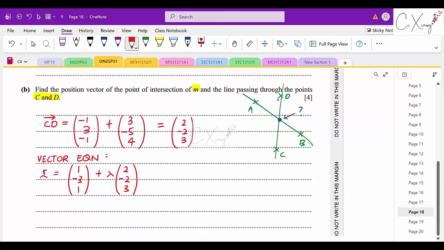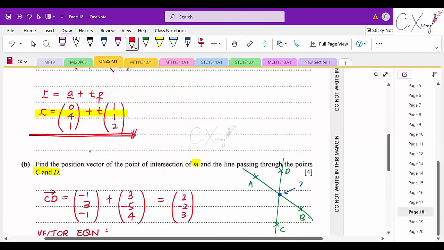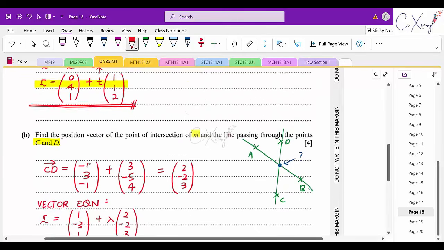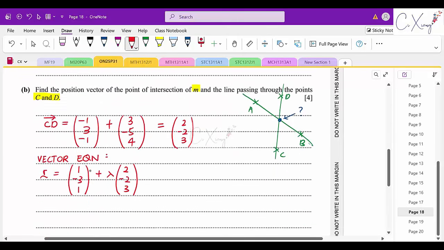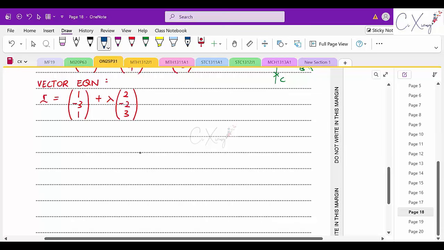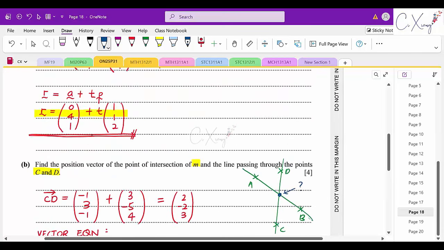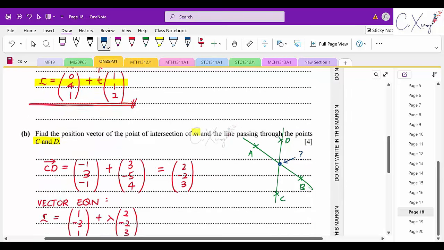Okay, then to find out the intersection point, I need to solve two linear equations simultaneously, right? So same thing happens for vector equations. To find the intersection point between these two lines, I need to solve the vector equations simultaneously. So I will let this one equal to this one, okay? All right, so let's start. For this part, I'm using blue color, so that you know that I'm trying to solve it.